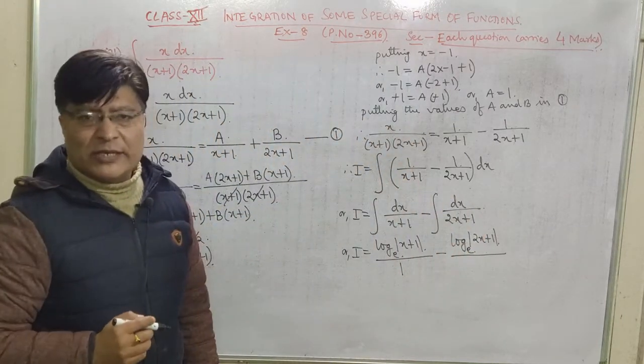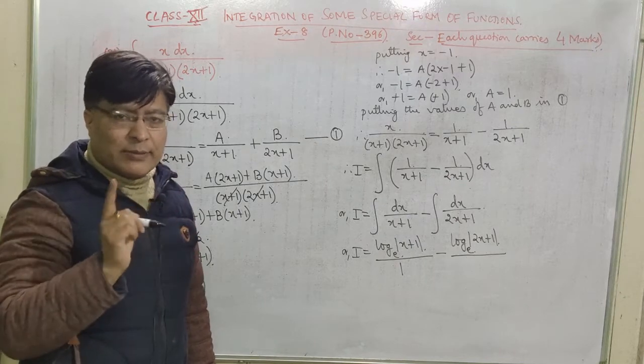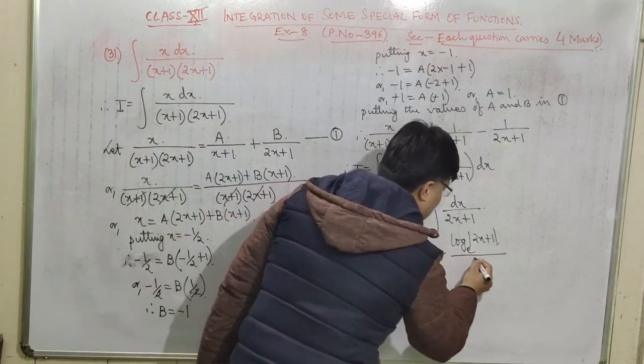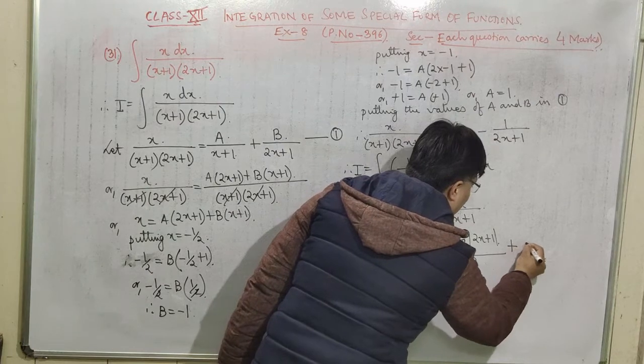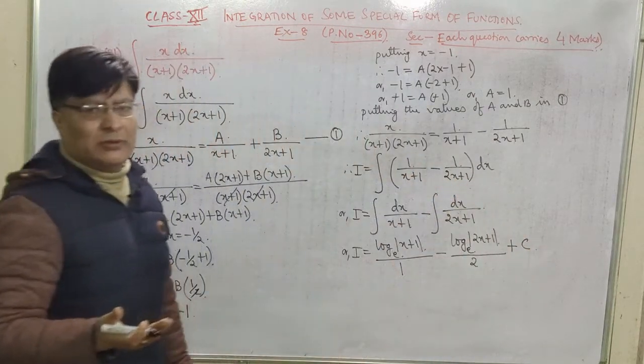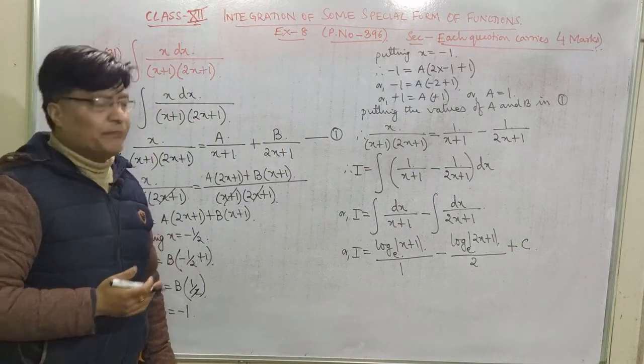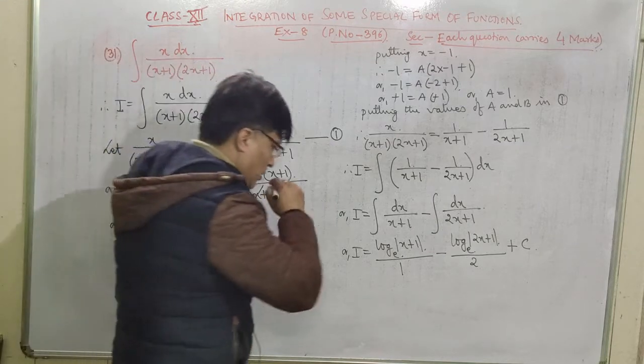So what is this differentiation? 2 into d by dx of x is 1, so it is 2. And for 1 it is 0, so it is 2. Then you have to write down plus c. You know that this is indefinite integration. You have to write down plus c.